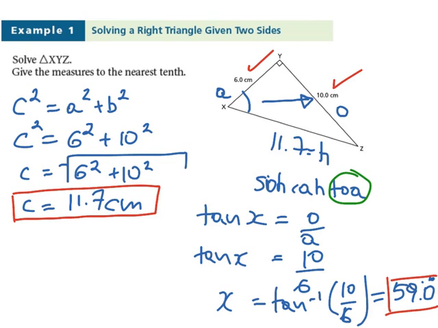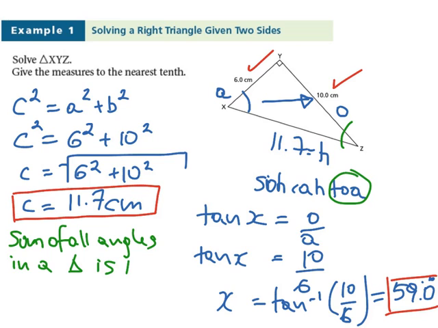The last thing we need to solve for is this unknown angle z. One rule in a triangle describes that the sum of all angles in a triangle is 180 degrees. So we're going to use this information to help us solve for z.